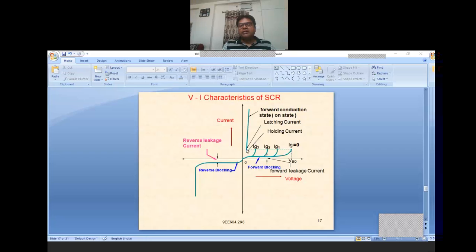and when the condition prevails such that the current goes on increasing more and more, then when the magnitude of that current increases more than a predefined or rated value of an SCR called latching current, then the SCR is said to have entered into forward conduction state or mode or on state. That is, when the forward current flowing through the SCR becomes more than the latching current, SCR enters into on state or conduction mode.